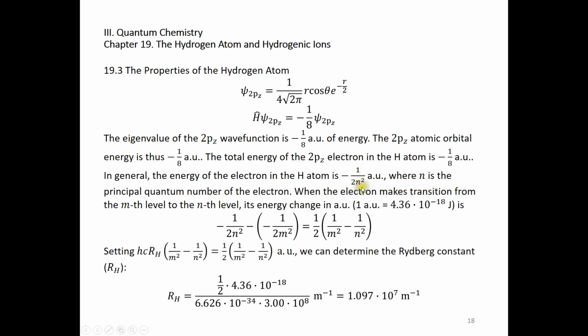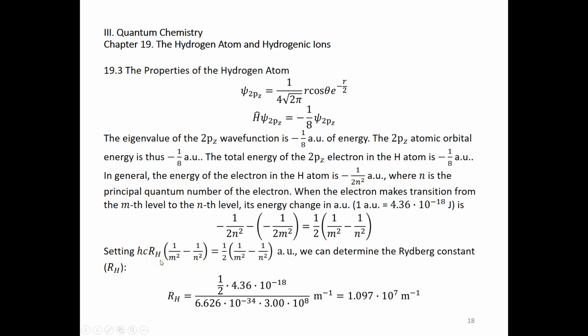When the electron makes a transition from one level to another level, we can compute the energy change. The equation is this. If an electron jumps from the mth level to the nth level, we have this equation, and this is the energy change. Now we're going to set an equation over here. hc times the Rydberg constant, times 1 over m squared minus 1 over n squared. This is the energy difference between the transition from level m and level n.